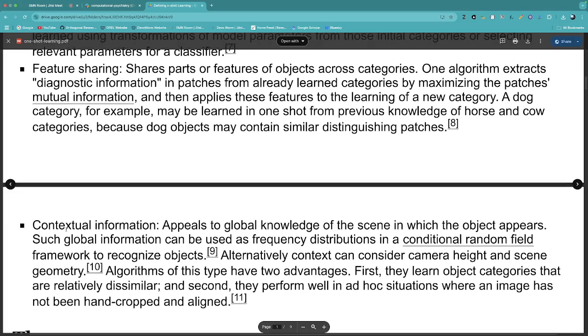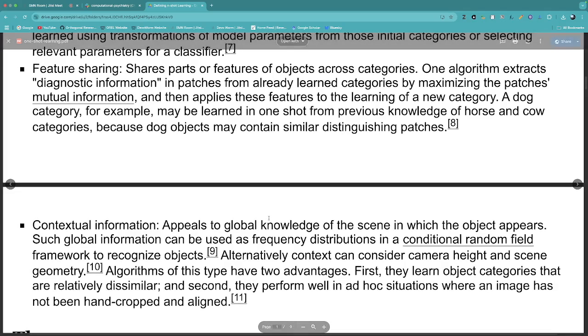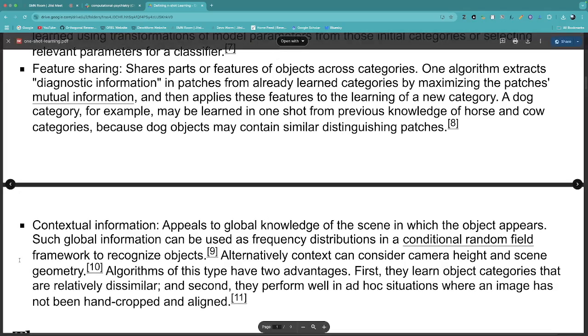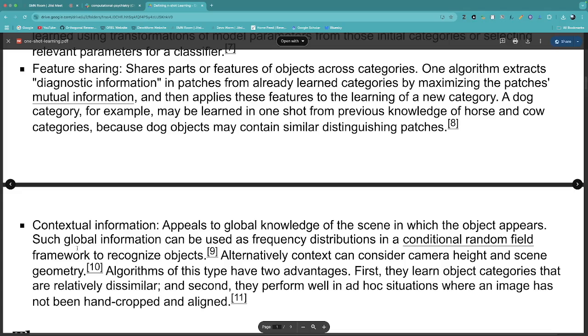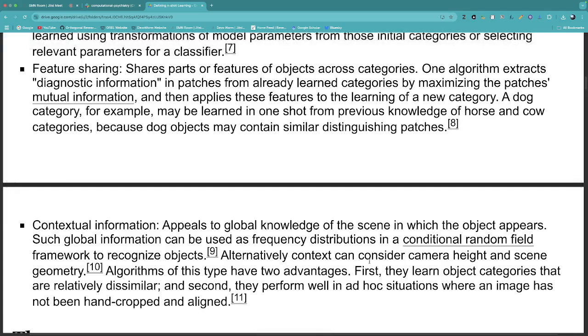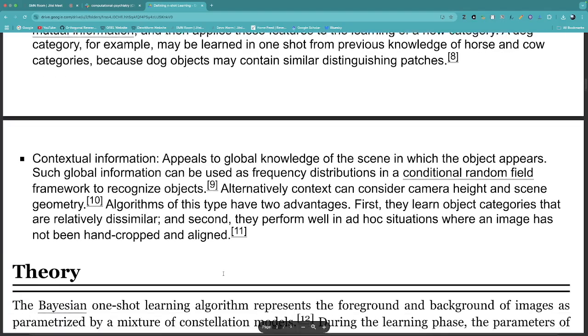Then there's contextual information, and this appeals to global knowledge of the scene in which the object appears. Such global information can be used as frequency distributions in a conditional random field framework to recognize objects. Alternatively, context can consider camera height and scene geometry. Algorithms of this type have two advantages. First, they learn object categories that are relatively dissimilar. Second, they perform well in ad hoc situations where an image has not been hand-cropped or aligned.